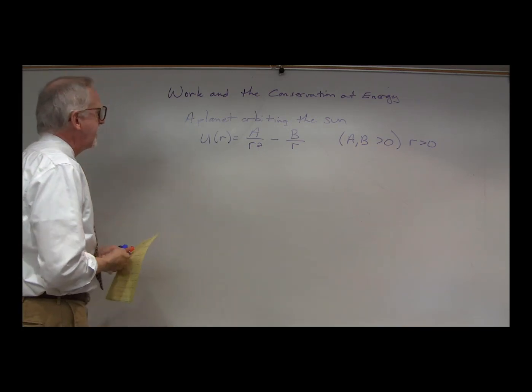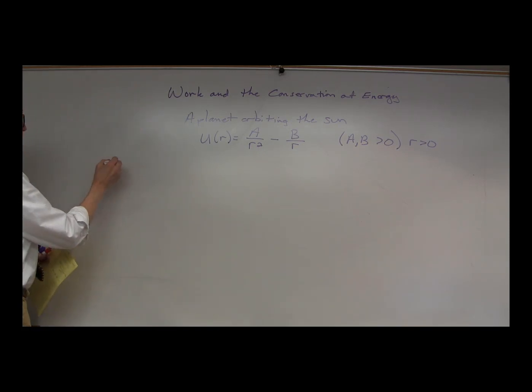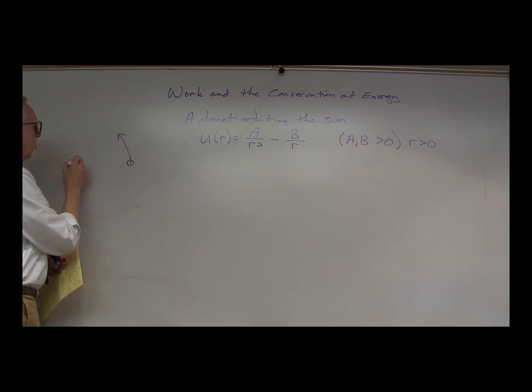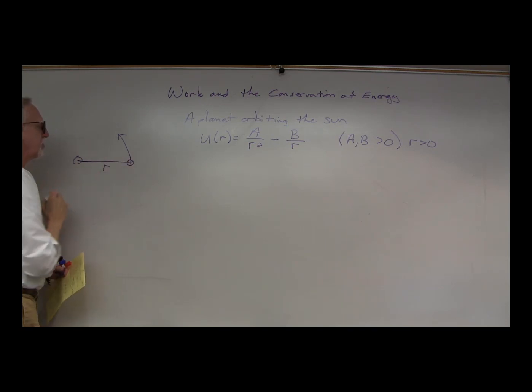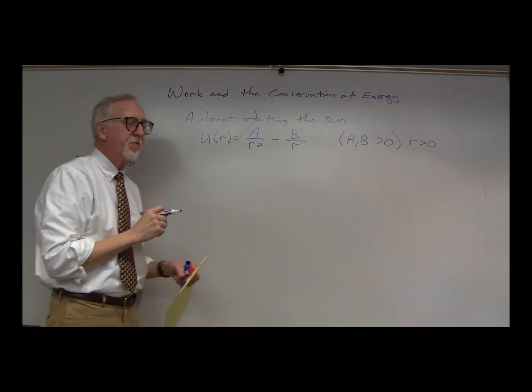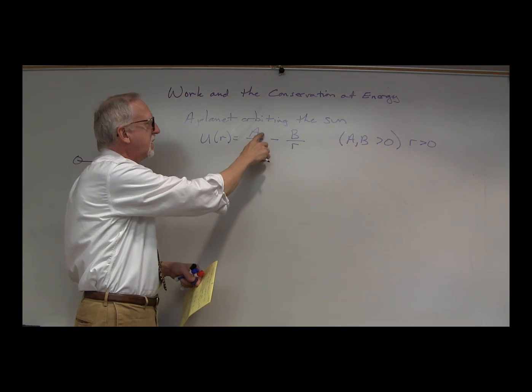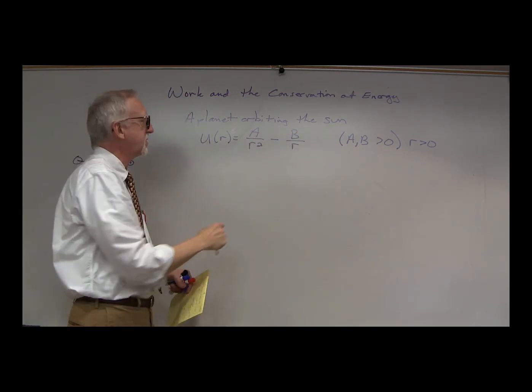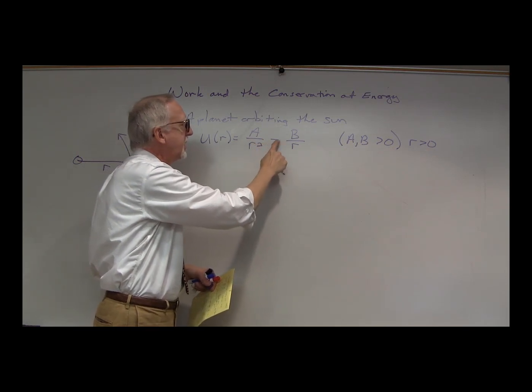When a planet orbits around the sun, so here's a planet, and let's say here's the sun, and the planet is going around the sun, there is a potential energy that the planet has in terms of its distance from the sun, r. And the form of that potential is something like this. It's some constants a and b. These are positive constants. U equals a over r squared minus b over r.